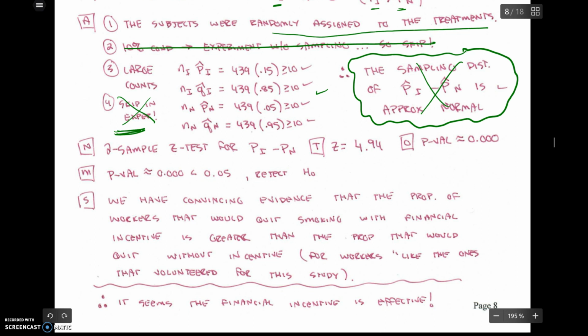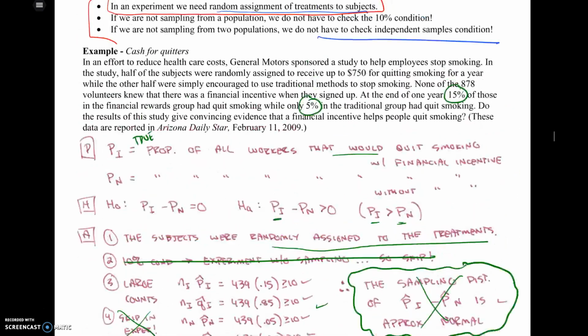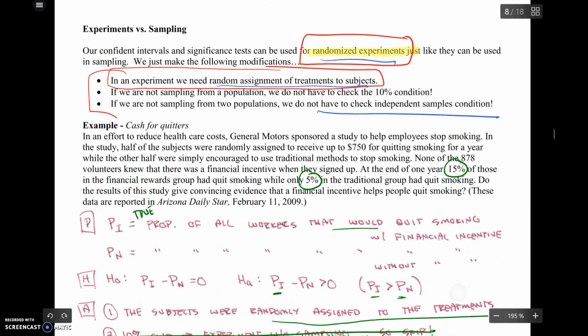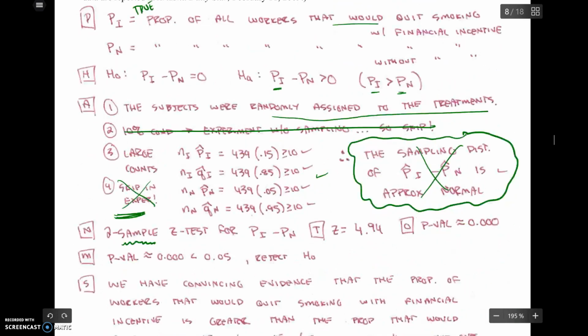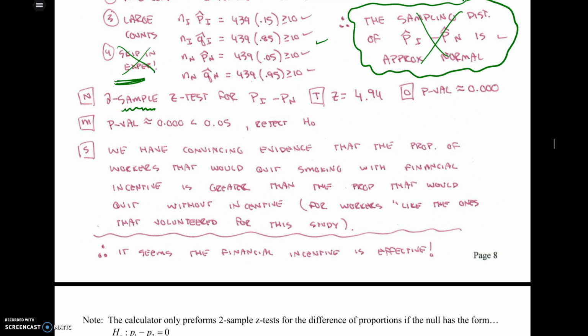Name the test. This is a two-sample z-test for the difference in proportions. Now you might say, well, why would I call this a two-sample z-test? Well, that is the procedure we're running. The question is, why does a two-sample test work with experiments? Well, it's complex, beyond AP Stat, but it works. So we're going to use it. We can call it that.